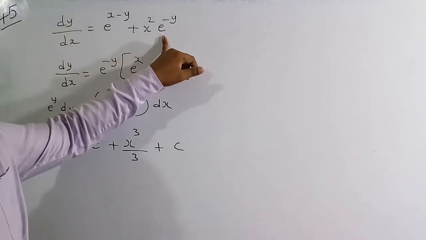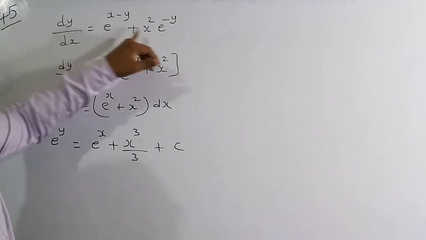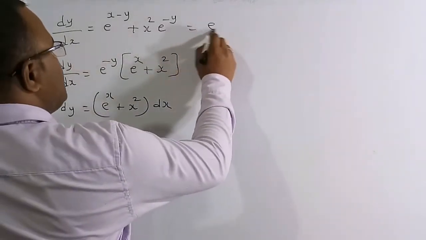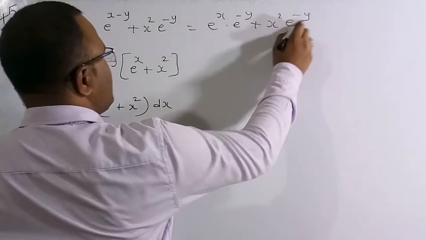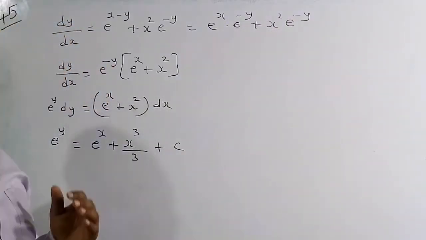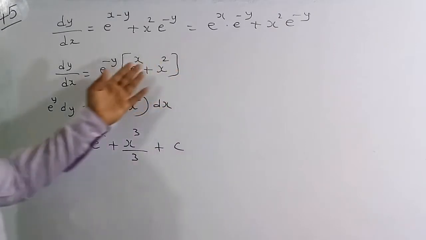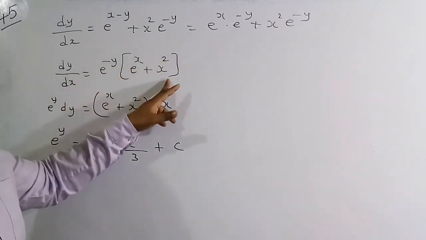So for this we have to find the general solution. Now if you see clearly here, I can write e to the power of x into e to the power of minus y plus x square into e to the power of minus y. I can take e to the power of minus y as a common term outside, so I am going to get e to the power of x plus x square.